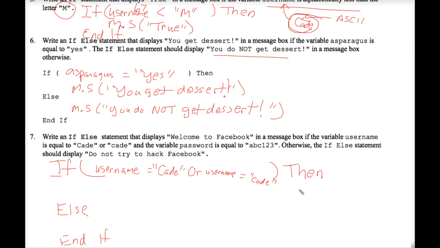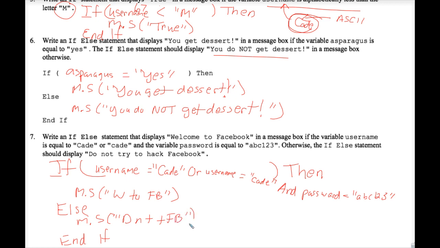If that's true, and, oh man, I need a lot of room here in the parentheses, and the variable password is equal to ABC123. If all that's true, we messagebox.show welcome to Facebook. Messagebox.show, I don't have time to write that out, welcome to FB, and what do we put in the else? We put messagebox.show, do not try to hack. Do not try to hack Facebook.